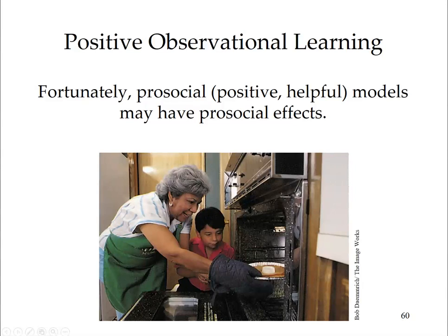Positive observational learning takes place when, for example, watching grandma make a pie and you learn how to make a pie becomes an important part of the family structure. So pro-social models have pro-social effects, and people who show non-violent, helpful behaviors prompt similar behavior in others. This is why many youth groups do service projects and things like that, to try to teach people to behave in a pro-social manner.